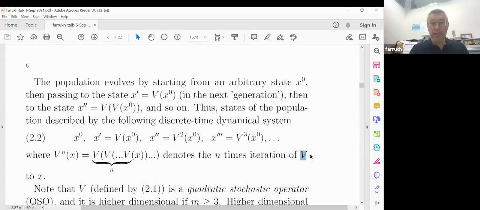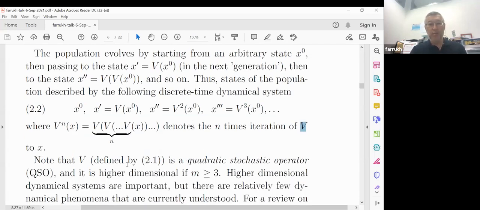Such an operator V is called a quadratic stochastic operator. For short, we call it QSO. Why is it quadratic? Because it has two variables, x_i and x_j, multiplied. Therefore, it is called quadratic. And why is it stochastic? Because it maps every distribution to another distribution. This means an element from the simplex of distributions goes again to the simplex, so the probabilities should preserve the simplex of the probabilities.